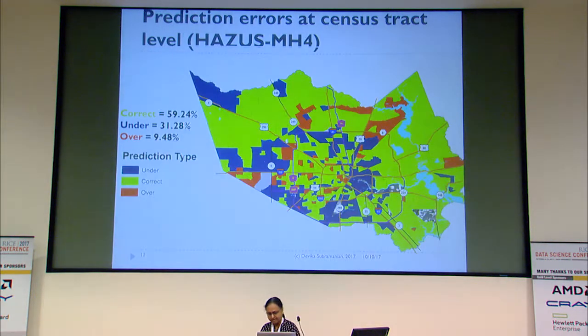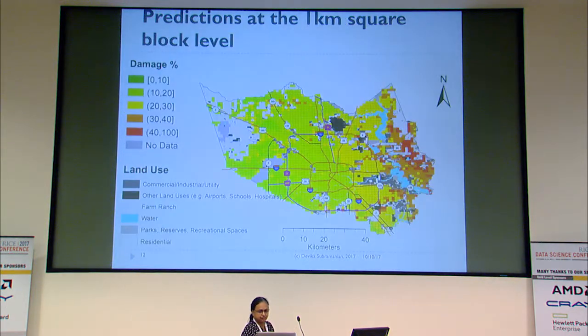So what can we do? Well, we analyzed the error structures and found that the model actually under-predicted damage in all of these blue areas, over-predicted damage in these red areas, and was correct in 60% of the census tracts. If we reduce the spatial granularity and analyze the performance of the model at the 1 kilometer square block level, see, census tracts are kind of ragged shapes, and people don't often know what census tract they belong to. A 1 kilometer square level model is useful because it's at a human scale. We understand, okay, my home is in this little square.